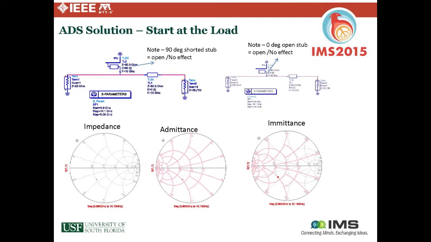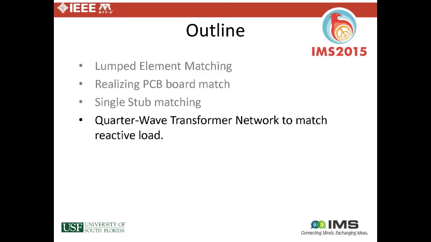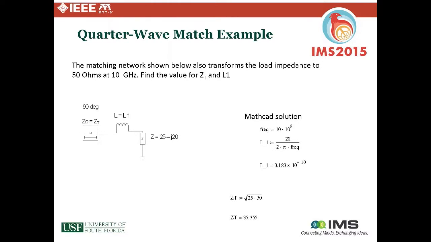Okay, so finally, just very simply, a quarter wave transformer. The math comes out that if you're going from one real impedance to another real impedance, for example from 25 ohms to 50 ohms, this formula right here will give you the characteristic impedance of a transformer that will give you a match. And that length will be 90 degrees long.